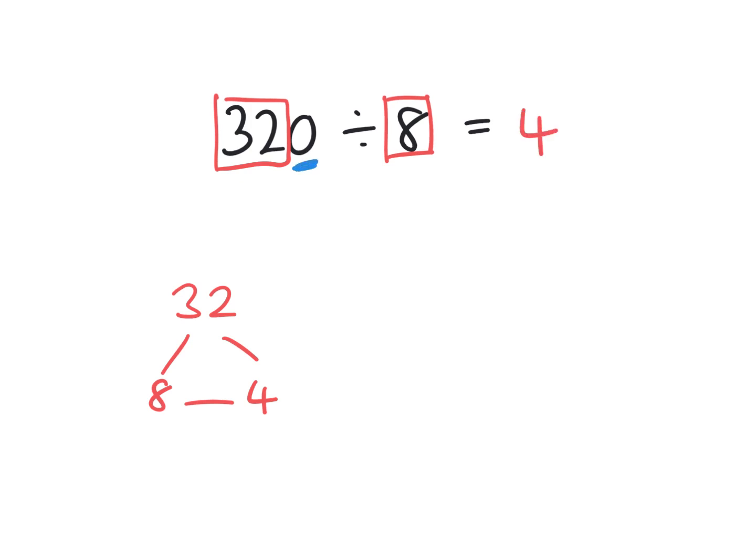We have an extra 0. It's 10 times bigger to begin with, so we need to make sure we have an answer that's 10 times bigger as well, so we can place the 0 onto the end.